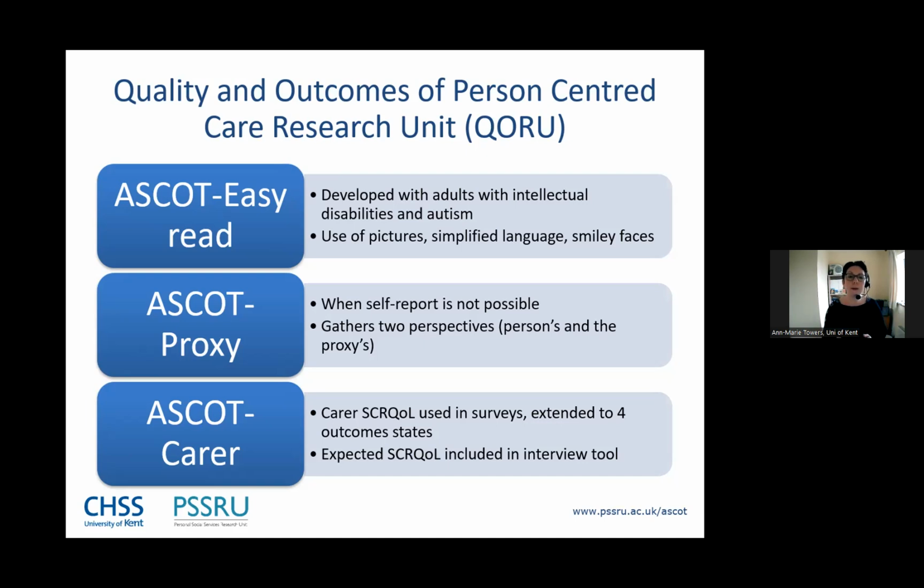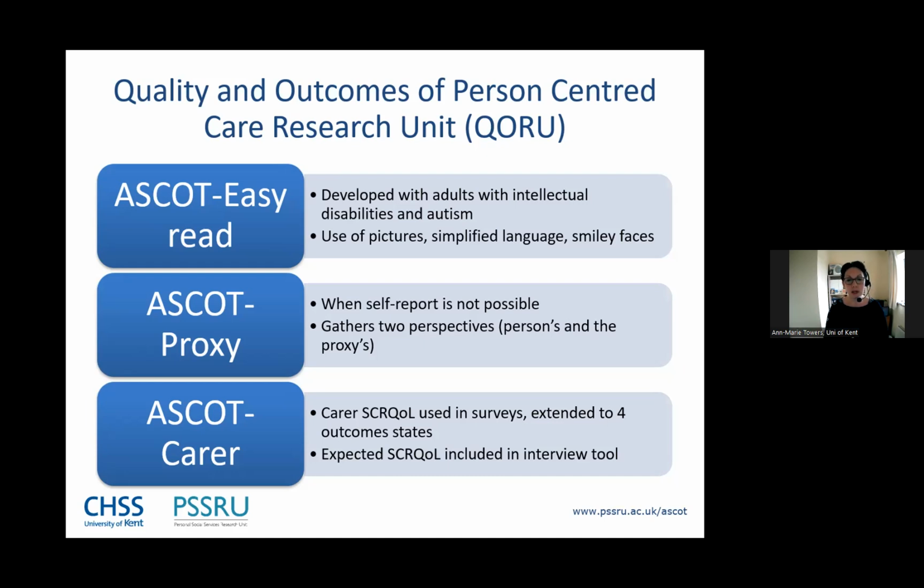So as you can see, this was really about how do we increase self-report? So an Easy Read was developed with adults with intellectual disabilities and autism, and this included the use of pictures, simplified language, smiley faces next to those response options to help guide people to the right response option for them. An ASCOT proxy measure, which similar to the very early Opus measure, looked at different perspectives of people's quality of life rated by somebody else. And in particular, we have two side-by-side columns, one which is asking the proxy to give their own view, and one which is asking them to give the view of what they think that person feels, who they're answering on behalf of. Which is quite nice because it means you can compare those two different perspectives.